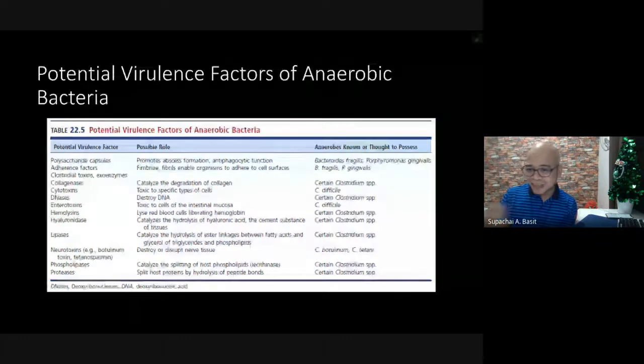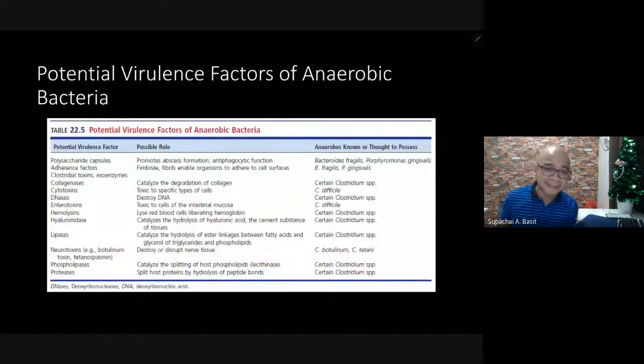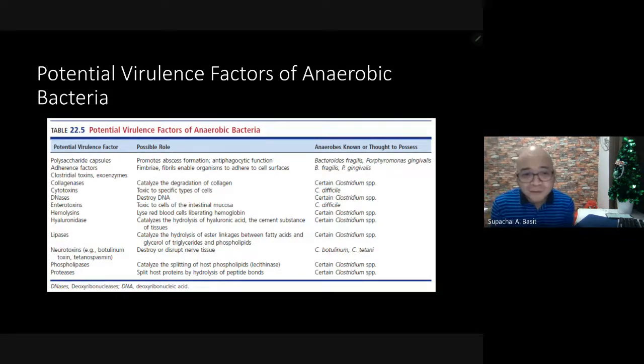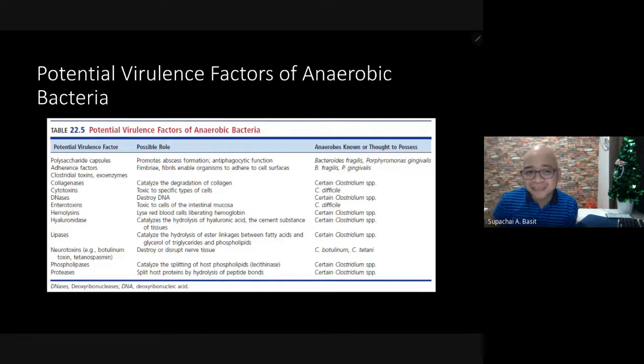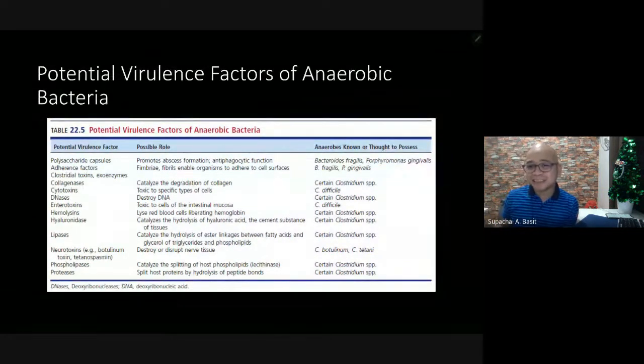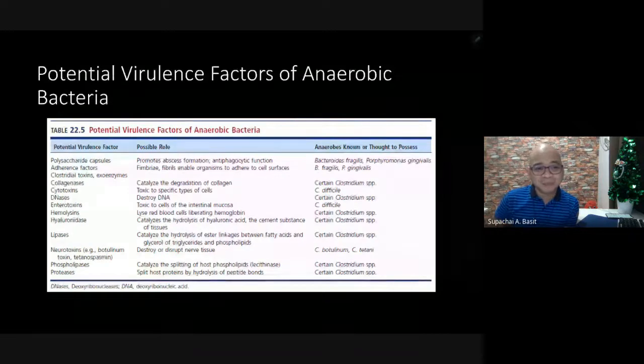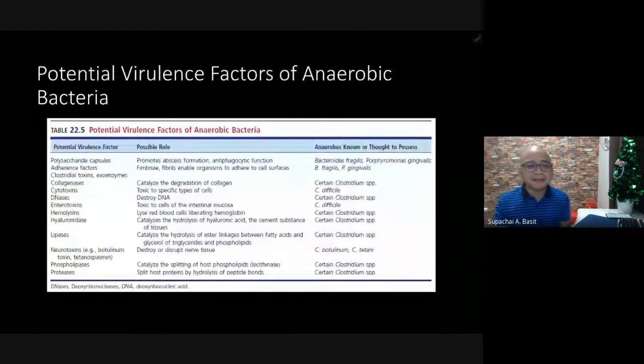Hemolysin, which we have already discussed in our previous module, will cause lysis of RBC, thereby liberating hemoglobin. Hyaluronidase is a spreading factor, which I have already mentioned in the previous module. And hyaluronidase will destroy the hyaluronic acid, the ground substance of many connective tissues. And then lipases will hydrolyze lipids. Neurotoxin will either destroy or disrupt our nerve tissue. Phospholipases, and then proteases. Okay, we will be touching some of them as we go along our discussion.